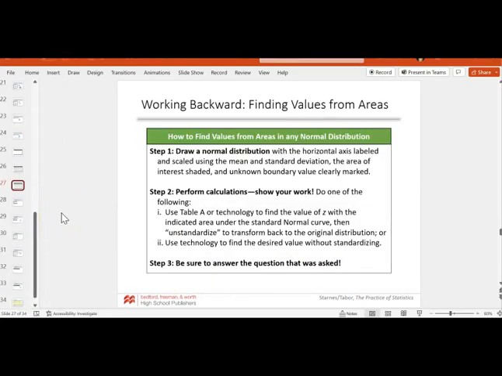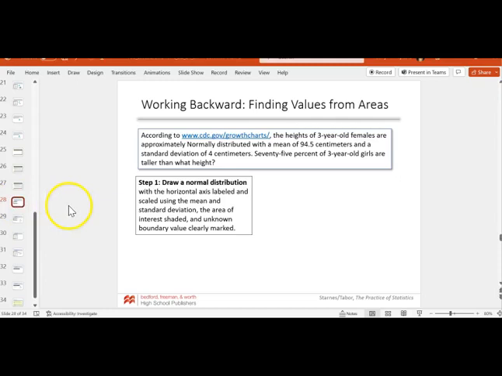The other thing that we can do is we can work backwards. So if they give us an area or a percentage or a proportion, then we can find the value that is associated with that answer. So think about our percentile questions and working backwards, okay? Same 3 steps: draw the curve, perform the calculations, and make sure our answer is in context, but the calculator steps are going to look a little bit different. So here's the question that we have.